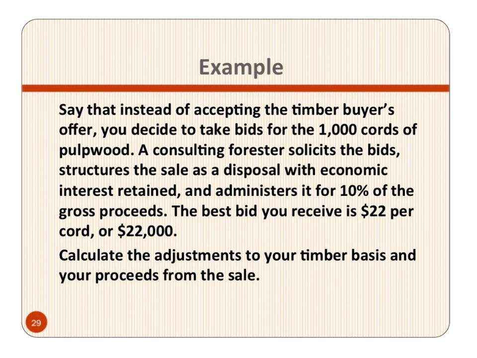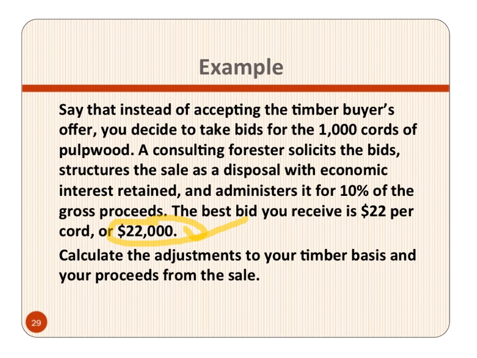All right, let's continue our example from a little while ago, and say that instead of accepting the timber buyer's offer, you decide to take bids for the 1,000 cords of pulpwood. A consulting forester solicits the bids, structures the sale as a disposal with economic interest retained, and administers it, charging you 10% of the gross proceeds. The best bid you receive is $22 per cord, or $22,000. So this is considerably more money than the buyer that knocked on your door offered you in the last example. This is just a little commercial for consulting foresters.